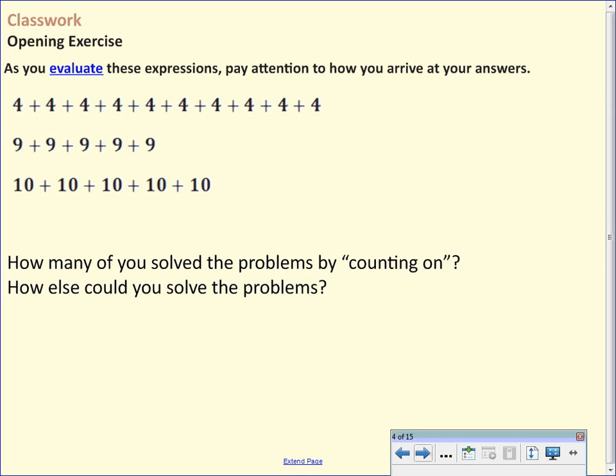So go ahead and evaluate those three problems. 4 plus 4 plus 4 plus 4 plus 4. 9 plus 9 plus 9 plus 9 plus 9. 10 plus 10 plus 10 plus 10 plus 10.